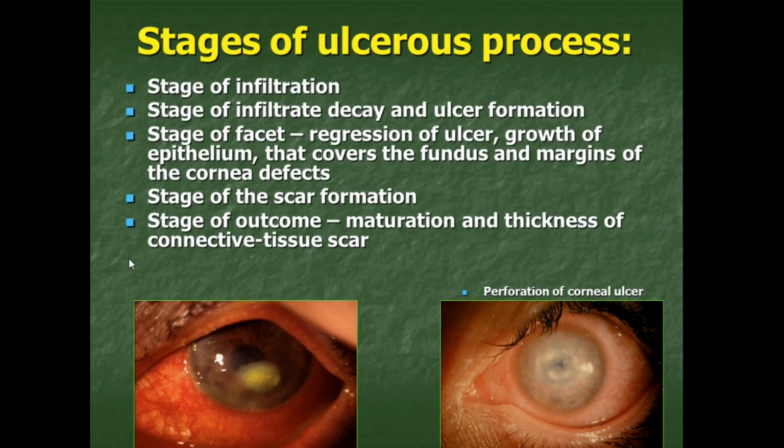This is a good course of the ulcerous process, but in severe cases, the cornea becomes thinner and thinner, and here you see the full defect of the cornea, perforation. You can see the hole in the cornea. It's a very severe situation, and in this case, we should make keratoplasty immediately to close this defect.